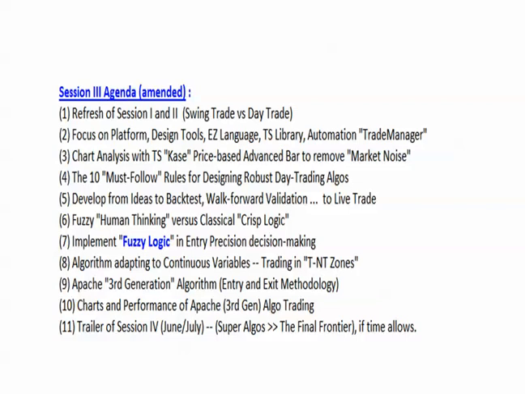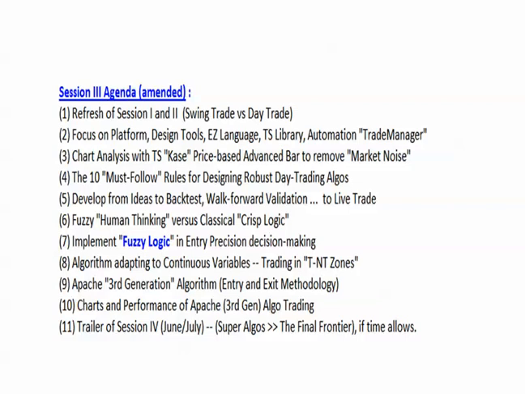He really likes using the case price bars because they remove market noise. It's a very indicating price bar. You'll have to check it out. He goes through 10 of the must-follow rules for designing robust day trading algorithms. He also gets into some back testing and walk-forward validation on live trades.